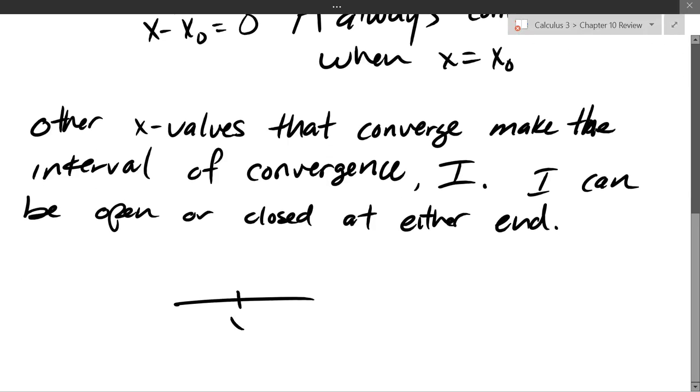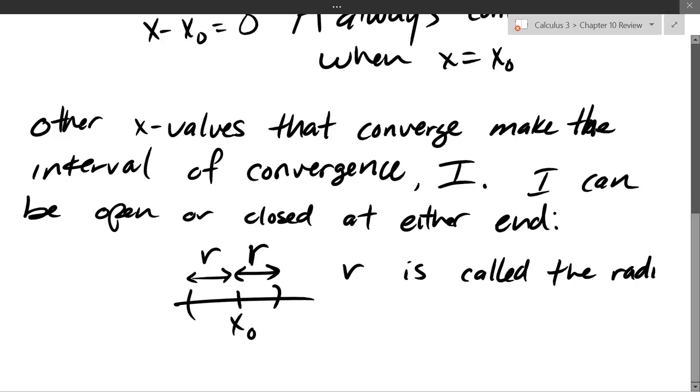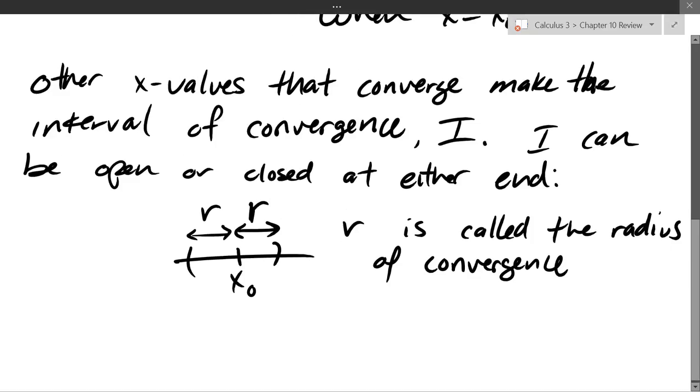So the interval I, here's x naught. You're going to go some amount each direction. And I think we call this capital R in my notes. Let's use a lowercase r. So this is our interval with a radius r. So r is called the radius of convergence. And endpoints need to be tested individually.